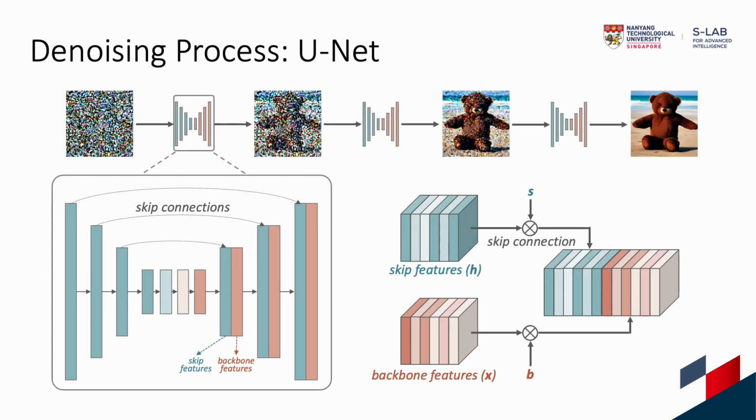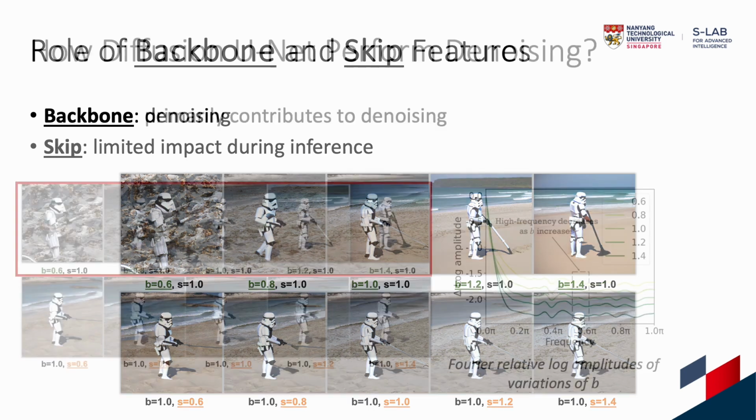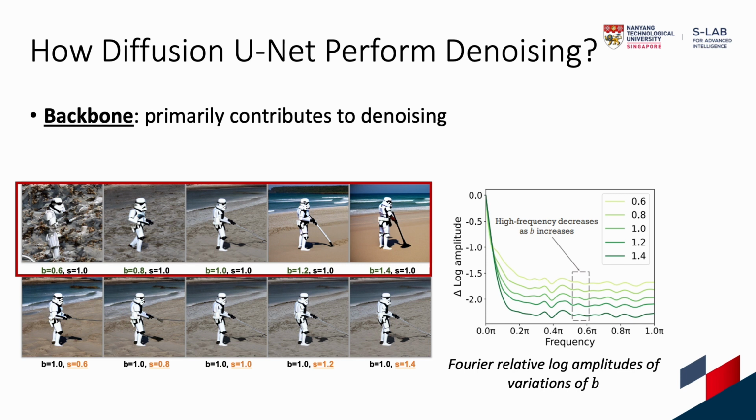The U-Net architecture contains a backbone network and skip connections. We apply two scaling factors, B and S, to adjust the feature maps from the backbone and skip connections before concatenating them. We can see that increasing the backbone scaling factor B significantly enhances image quality, while directly scaling S in the skip features has a limited influence on image synthesis quality. A commensurate increase in B correspondingly results in a suppression of high-frequency components in the images generated by the diffusion model. This indicates that the main backbone of the U-Net primarily contributes to denoising.